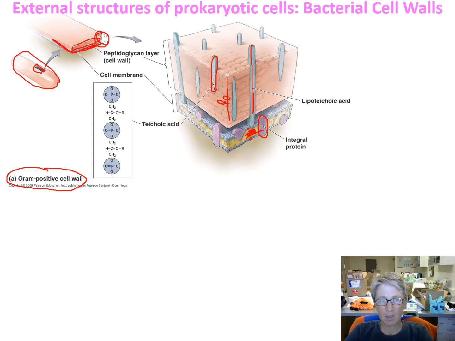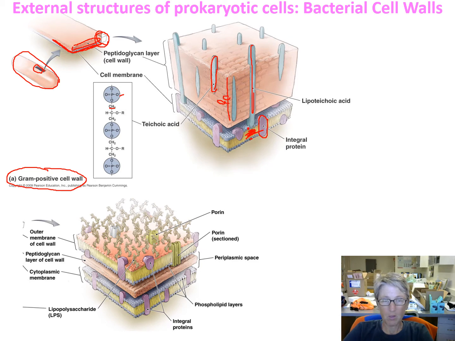This is the molecular structure of teichoic acid. So P, you remember, is phosphate, oxygen, carbon, hydrogen. So you don't have to know that for the test, but that's what it looks like chemically.